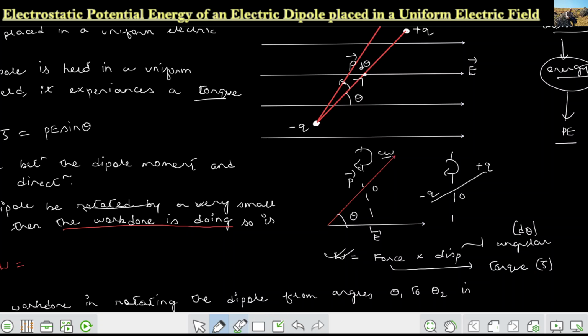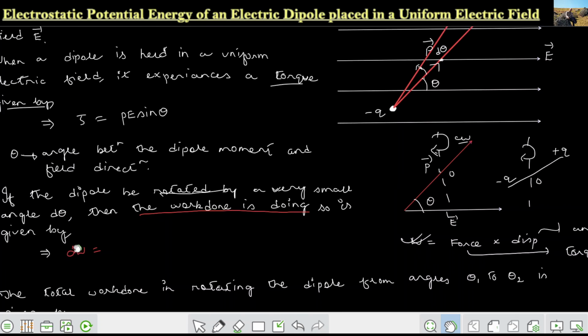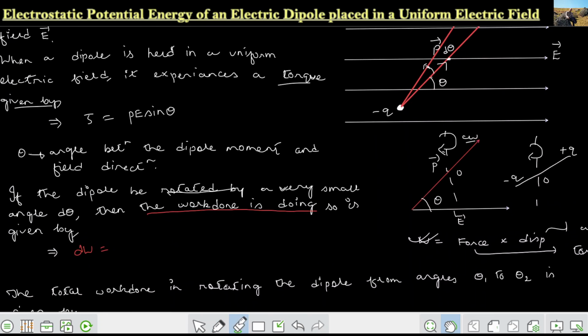These are the key ideas that we need to know about the work done. Now let us move on. So what is your force? Force is not linear force, it is a rotational force. Then we can write dW equals torque. So what is the work done?